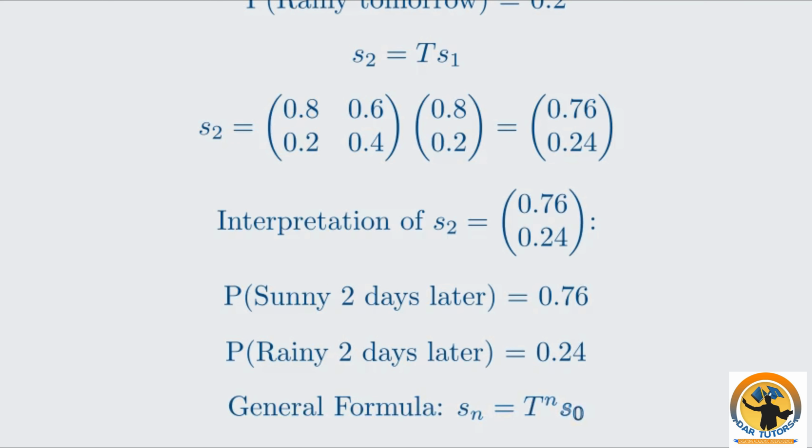This formula is incredibly powerful. We've now learned the general method for predicting the future state of a Markov chain. The state matrix S sub n is obtained by multiplying the initial state S sub 0 by the nth power of the transition matrix T.